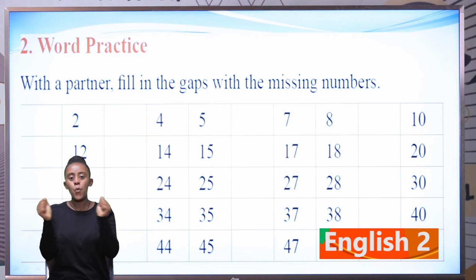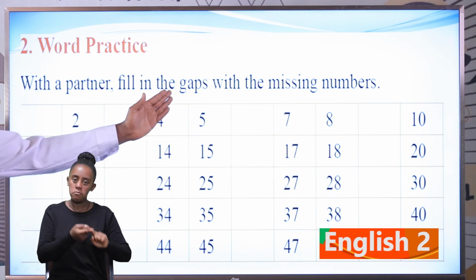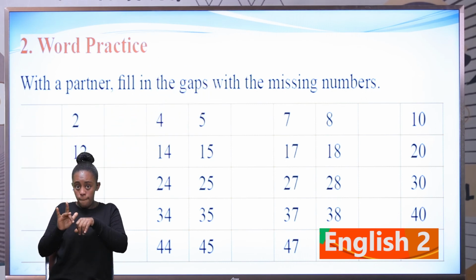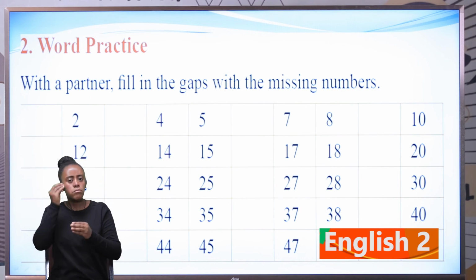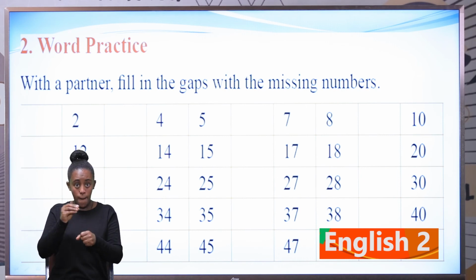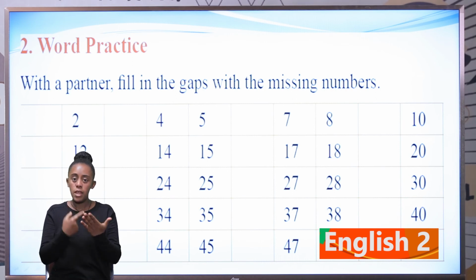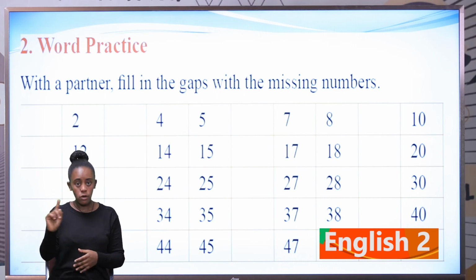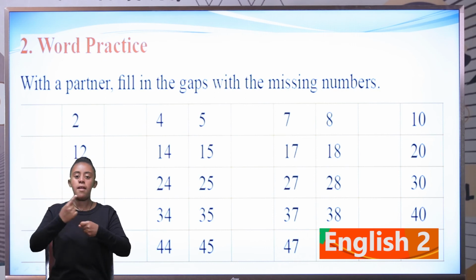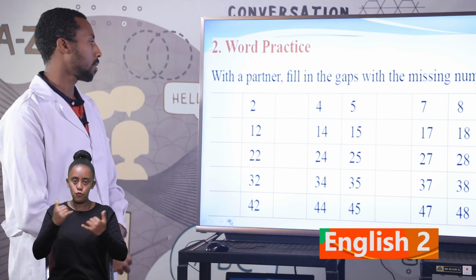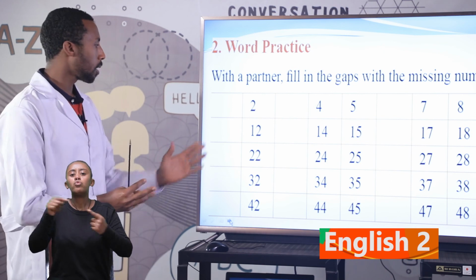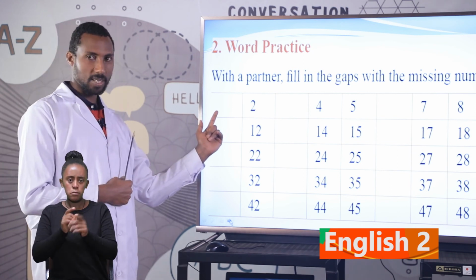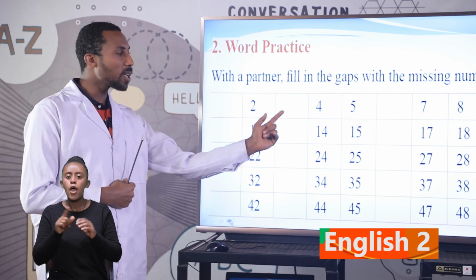With a partner, fill in the gaps with the missing numbers. Students, at this time, you have to fill in the missing numbers. This is your assignment, and this is the summary activity of today's lesson. Let me tell you how to do this activity. There is no number here. Is that not so, students? And also there is no number here.